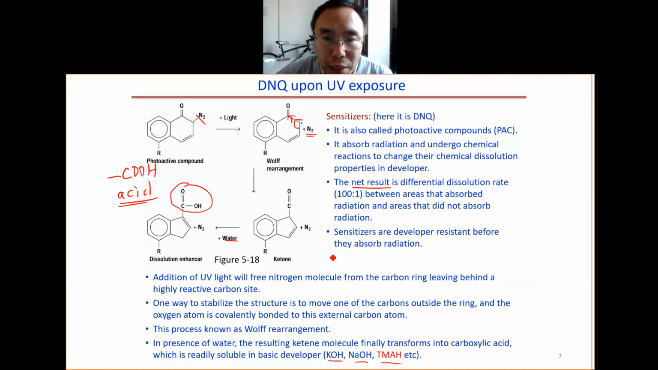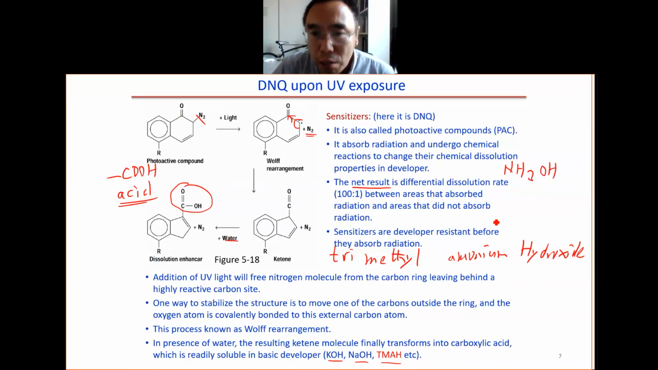So what is TMAH? It's tetramethyl ammonium hydroxide. It is very similar to ammonium hydroxide. The difference is that the hydrogens here are replaced by methyl groups. Then it becomes tetramethyl ammonium hydroxide.